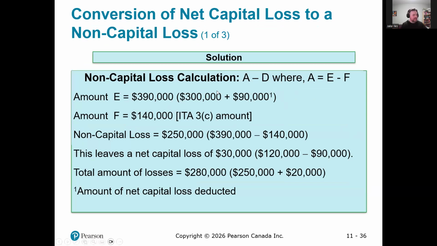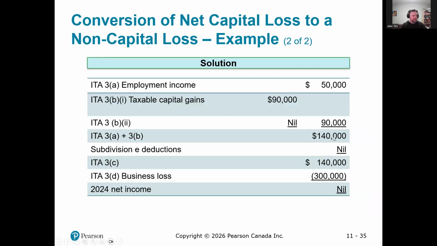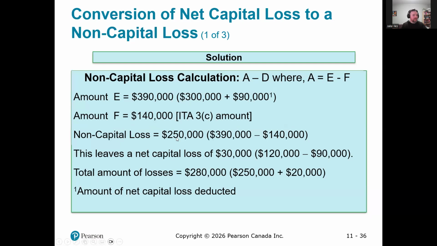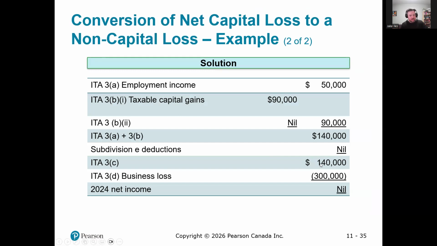The non-capital loss calculation is 390,000. Our loss plus 90,000 of the net capital loss we can use. We apply it against the $140,000 of income, and our non-capital loss becomes 250,000. So before, you see this difference is 160.